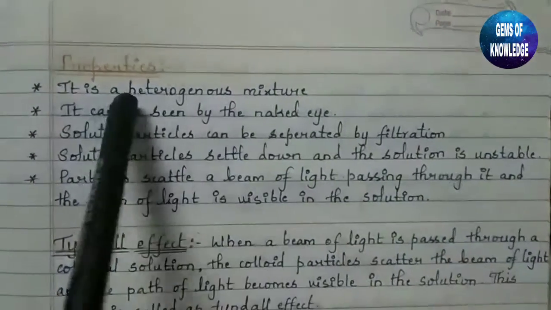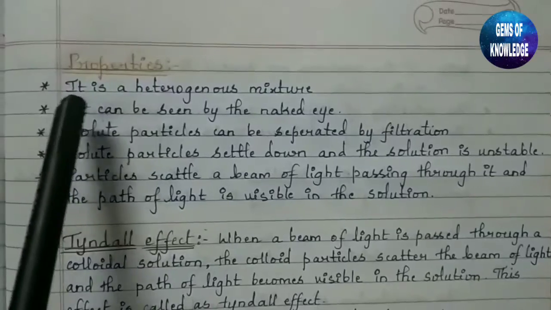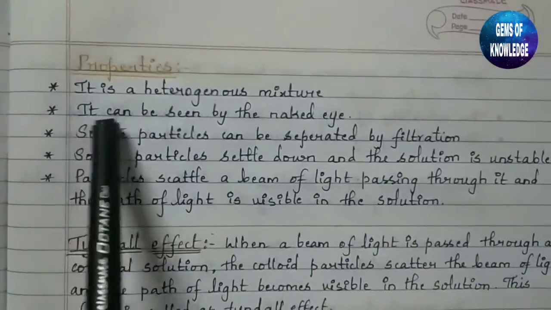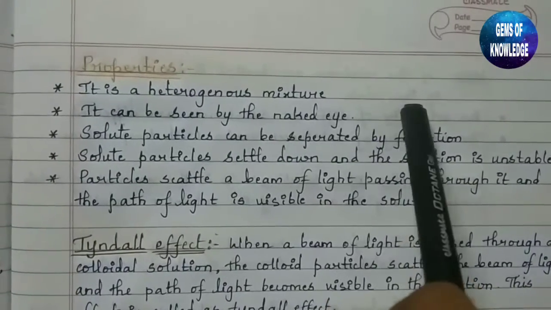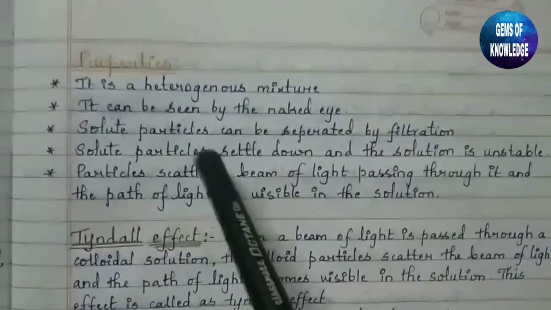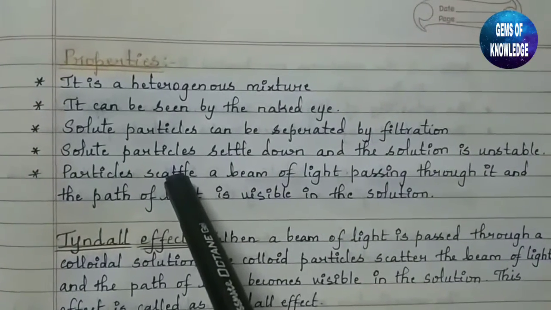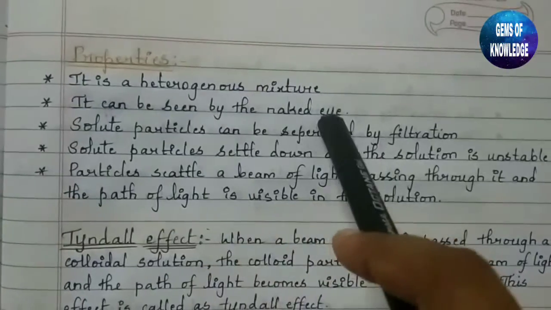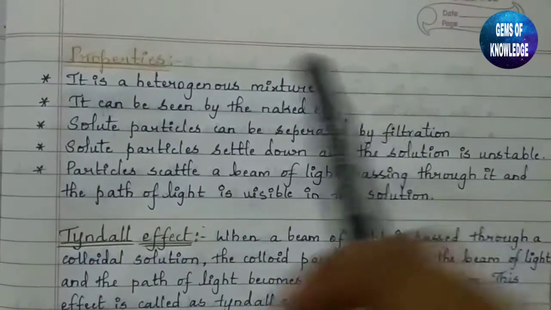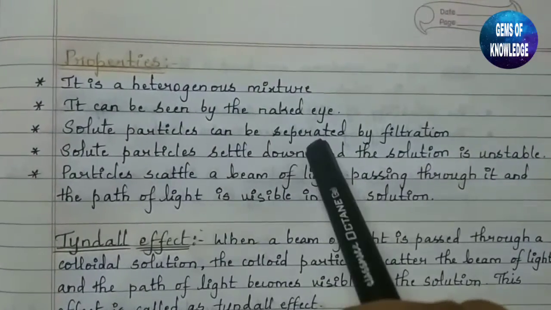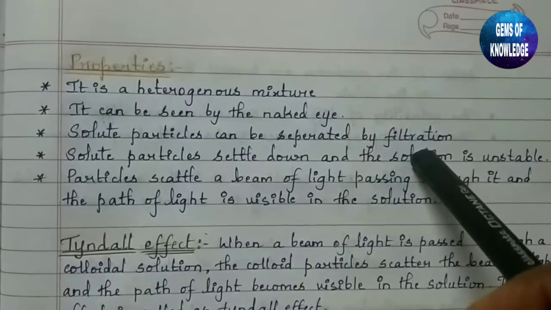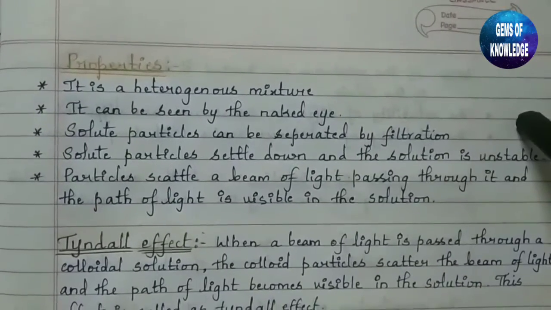Here you can see the properties of suspension. It is a heterogeneous mixture and the particles can be seen by the naked eye. The particles can be seen because the example we have given is sand in water. Obviously we can see the sand particles in the water, so we can say directly that the particles can be seen by the naked eye. Then solute particles can be separated by filtration. Obviously when sand is present in water, we can separate it with the help of filtration.